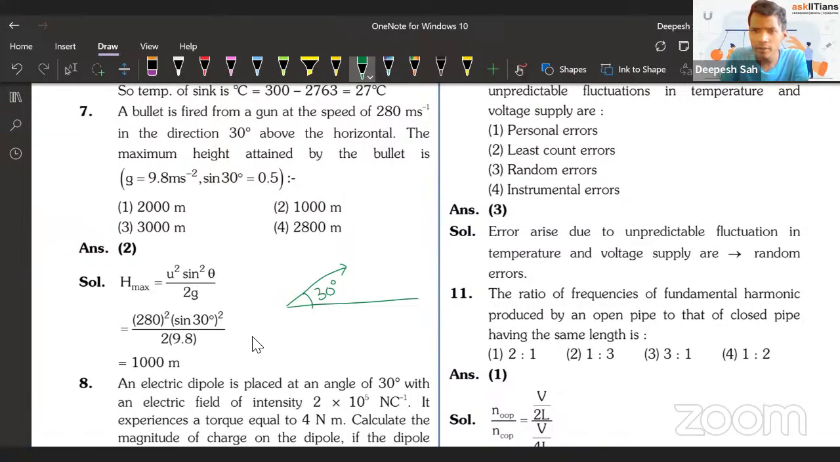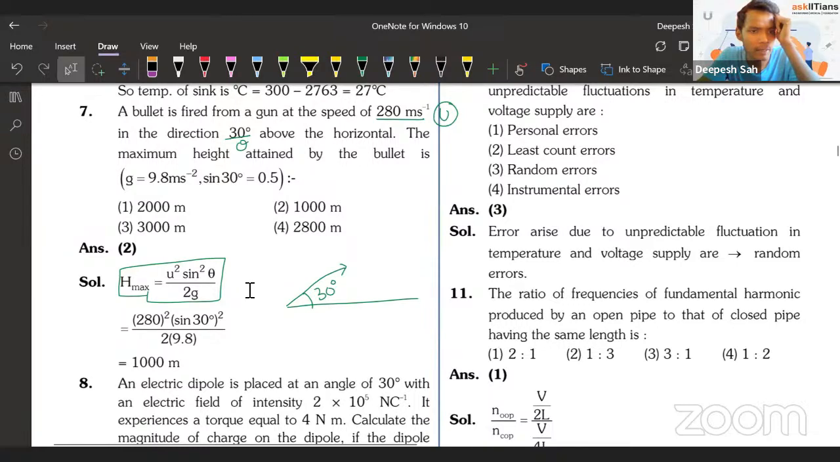So again we have a formula based question. The maximum height achieved by a body during projectile motion is equal to u square sine square theta by 2g. What is u? The initial speed of the body is u, whereas theta is the angle with which we have thrown the body. That's it. So if you know the formula, you can do this question very easily.